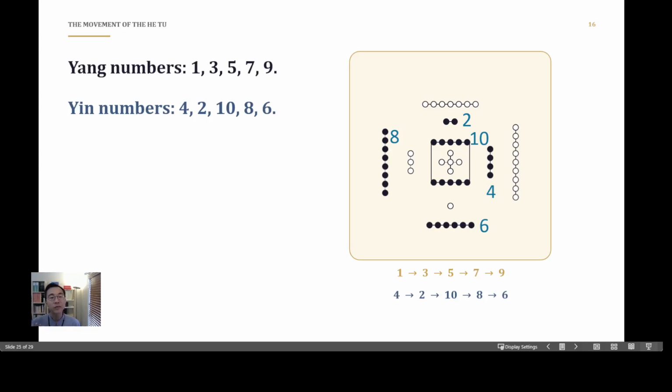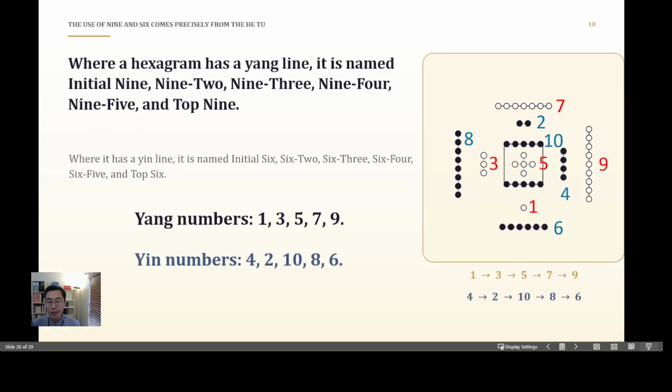This concept is very important for us to learn feng shui. Now we know the Yang number ends on 9. We know the Yin number ends on 6. So this is why in I Ching we use 9 to represent the heaven, to represent the Yang line. This is why we use 6 to represent Yin, to represent the Yin line.